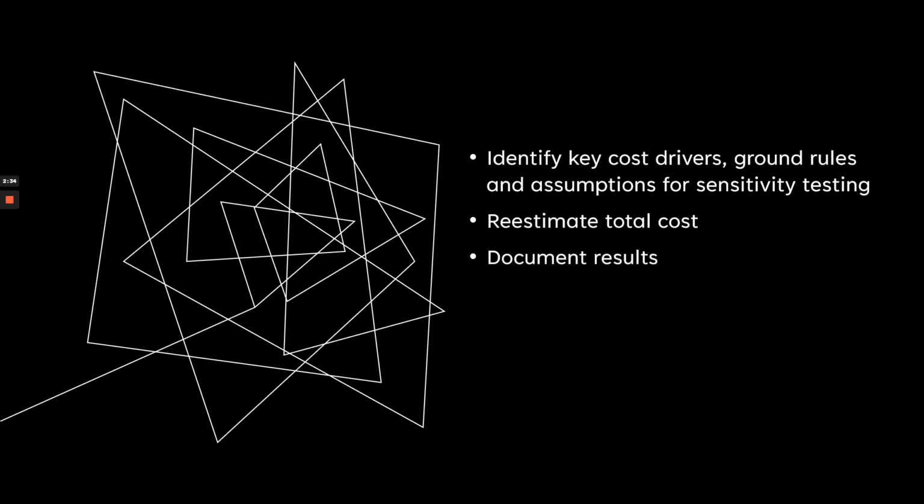The next step is you document the results. Once you document the results, we repeat steps 2 and 3 until all factors identified in step 1 have been tested independently. And then finally, we evaluate the results. So once you have everything tested independently, you can evaluate the results to determine which drivers affect the cost estimate the most.